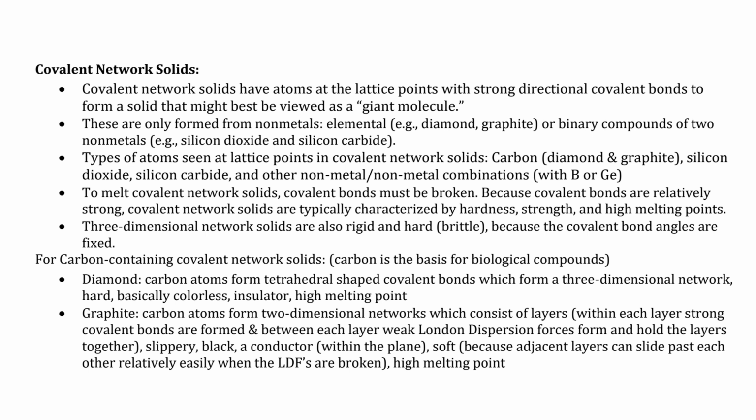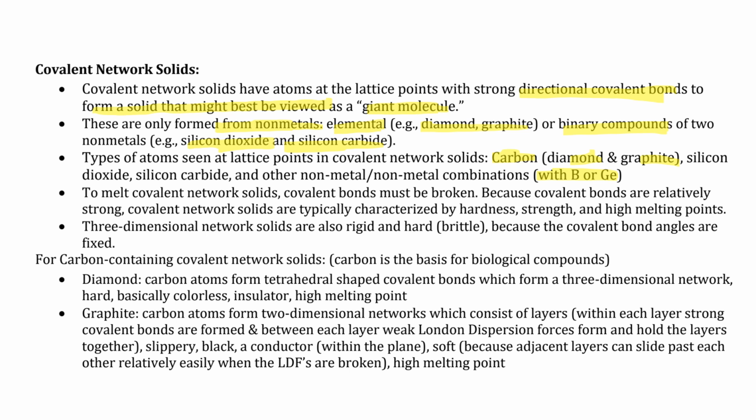Covalent network solids have atoms at the lattice points with strong covalent bonds to form a solid that might be viewed best as a giant molecule. They're only formed from nonmetals. They can be elemental, like just carbon, so diamond and graphite, or binary compounds of two nonmetals, silicon dioxide and silicon carbide. So you may have carbon, so it's diamond and graphite, like I said, silicon dioxide, silicon carbide, other nonmetal combinations with boron or germanium.